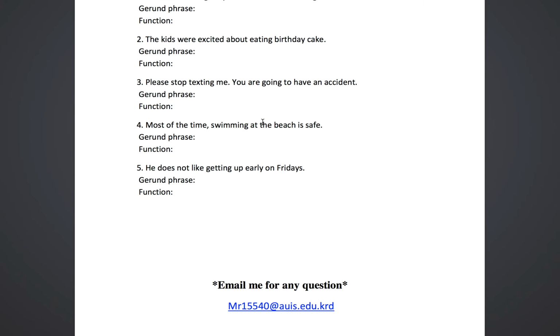Third one, please stop texting me. Here, this is the object of the verb stop. Texting me is the gerund phrase, and it only has the object here, and all of them together is the object of the word stop.